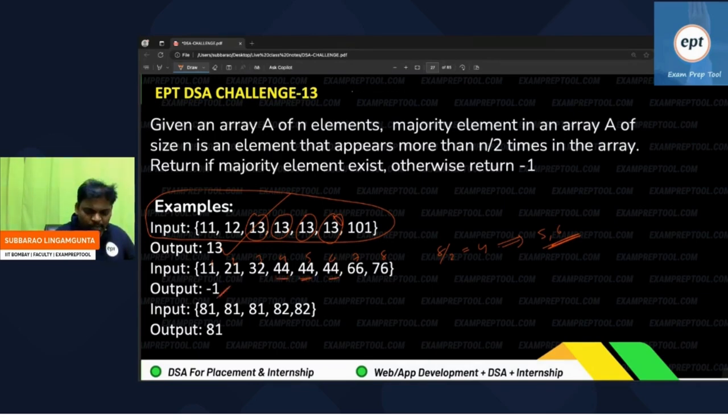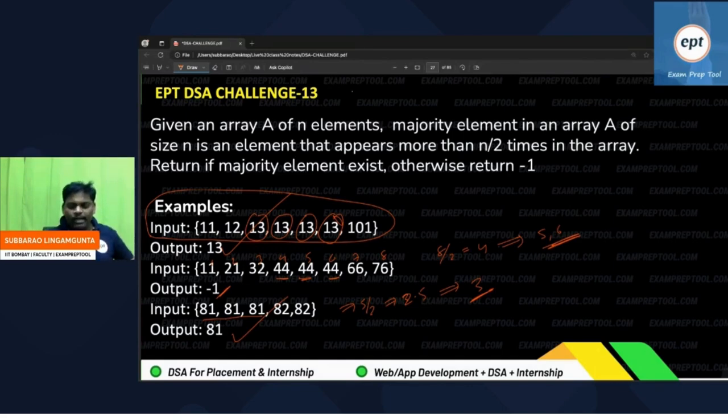Next one, similarly like this. I think here 5 people. 5 by 2 is 2.5. More than 2.5, maybe 3. Is anyone repeating 3 times? Yes. So the majority element exists. So we have to find it out. This is the challenge we gave yesterday. Let's see the answer for this.